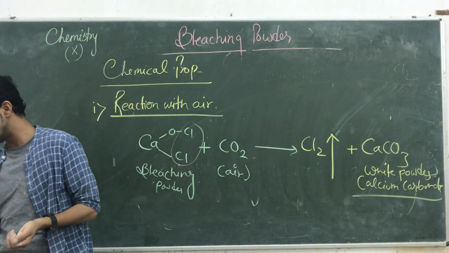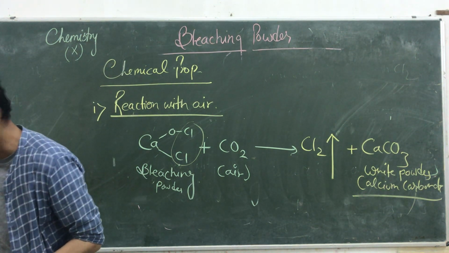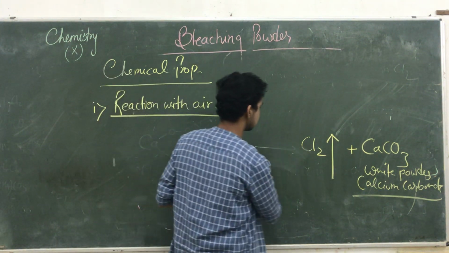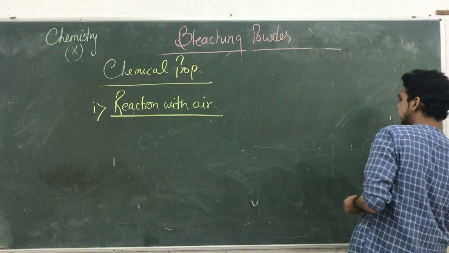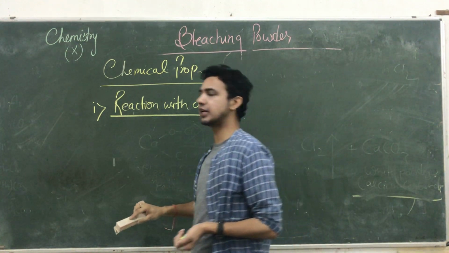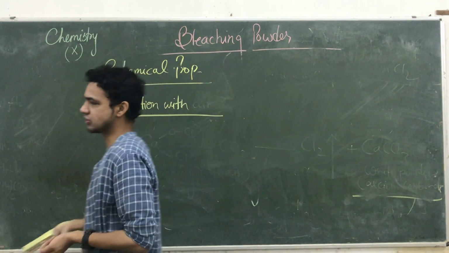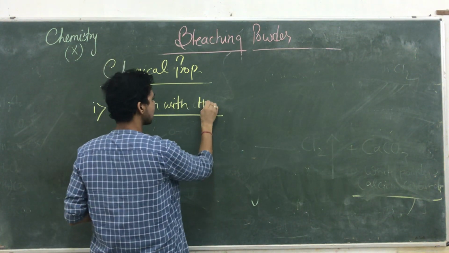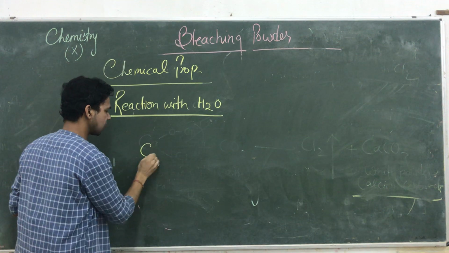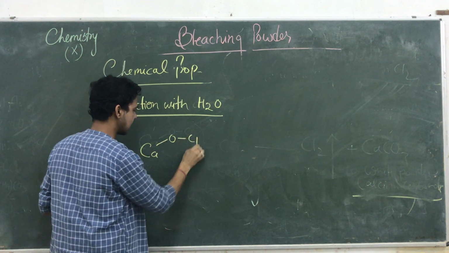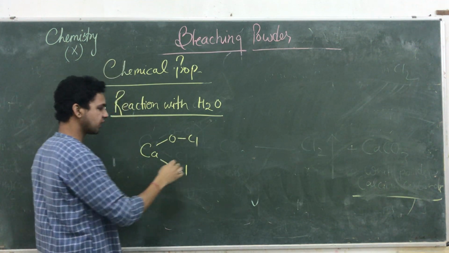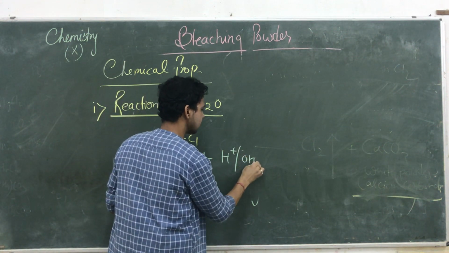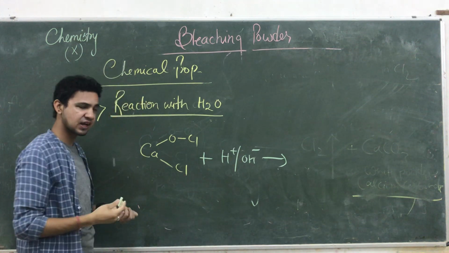The second one is reaction with water. They give similar kinds of reactions. When it dissolves in water, it gives a milky colored solution due to the formation of calcium hydroxide. Reactions with H2O. Again we draw the same formula, CaOCl and Cl. Here we are taking water. Water means H positive and OH negative. This is how you can write water.